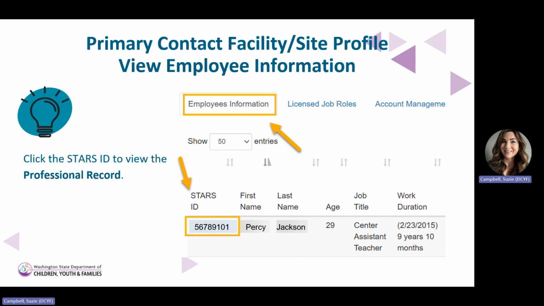The Licensed Job Roles tab gives an overview of providers in a licensed job role that includes hiring education, childcare basics completion, and job role education status. When you click on the provider's STARS ID number, Merit will take you to the individual's professional record.